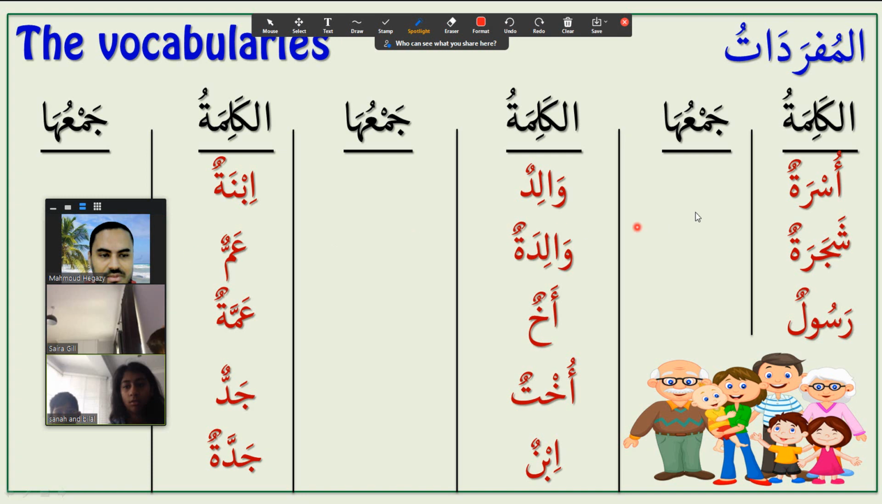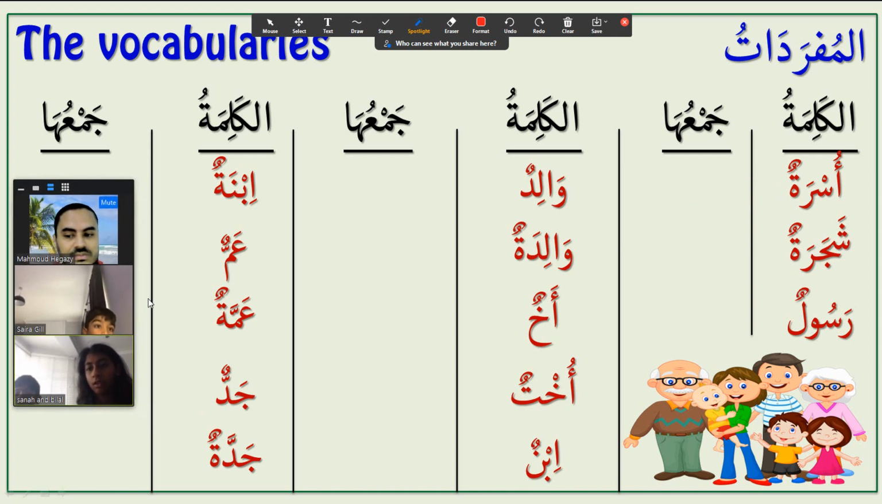هنا الكلمة جمعها. الكلمة means a word. جمعها it's plural. أسرة. We said what's the meaning of أسرة؟ Family. طب أسرة plural is what? Who knows? What's the plural of families? We say أسر. أسرة أسر. Family, families.